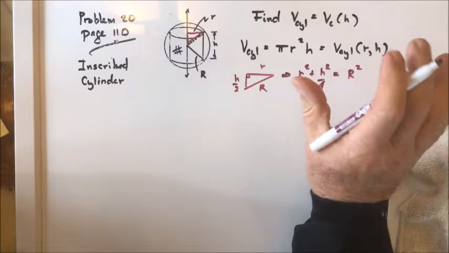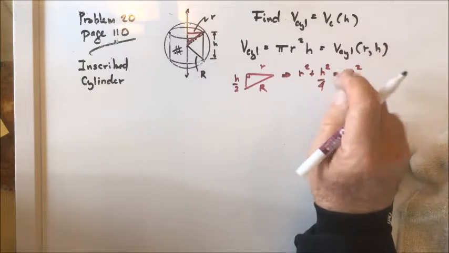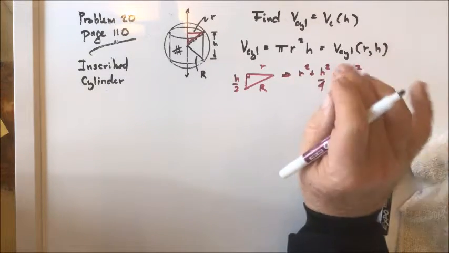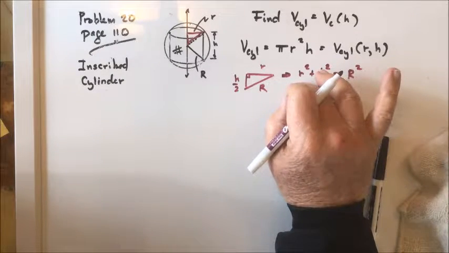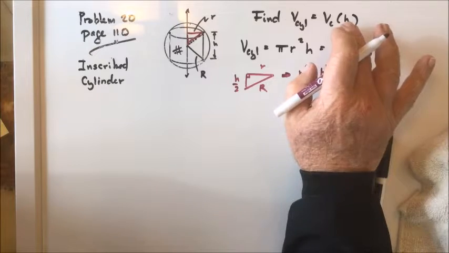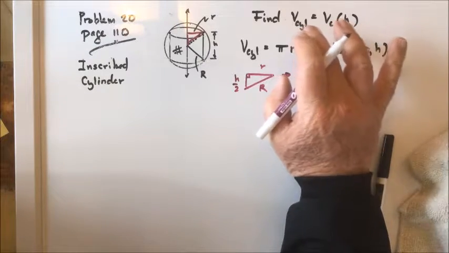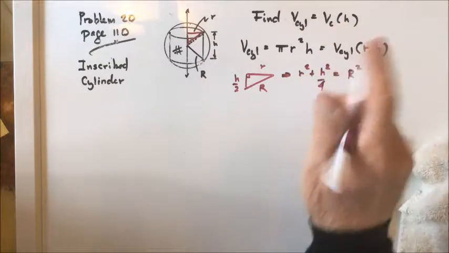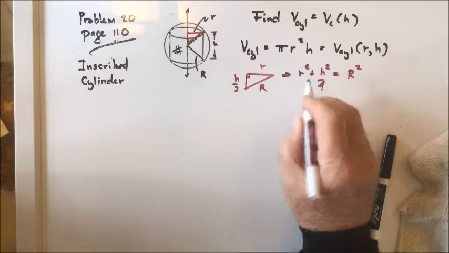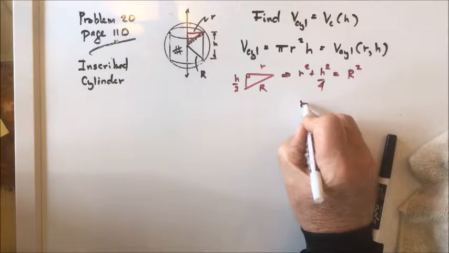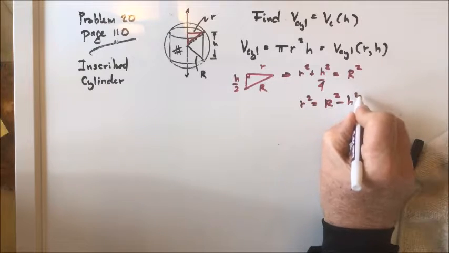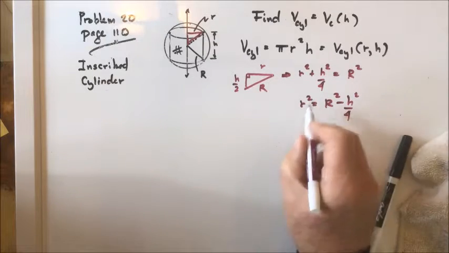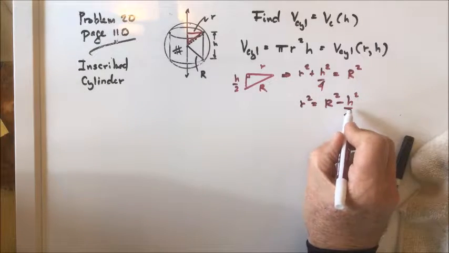So that gives us exactly what we want, the relationship between h and r. Define h and you've constrained r. So in this case, since we're looking for the volume of the cylinder strictly as a function of h, let's solve for r. In fact, let's solve for r squared here in this manner. So here is r squared as a function of h.